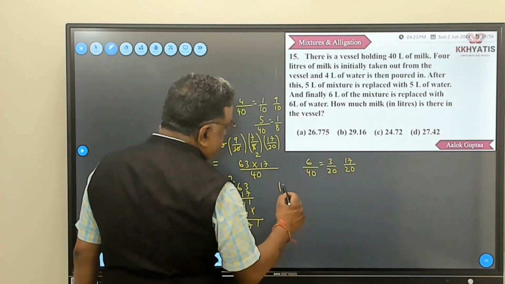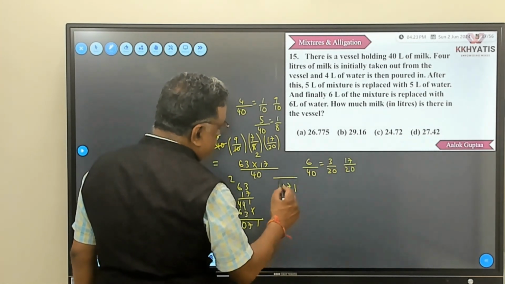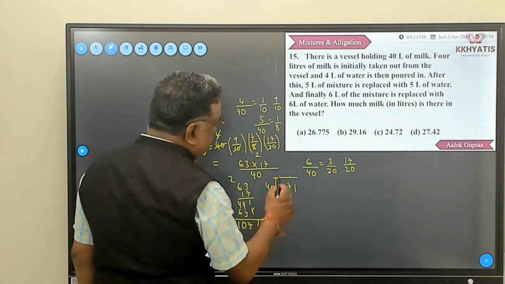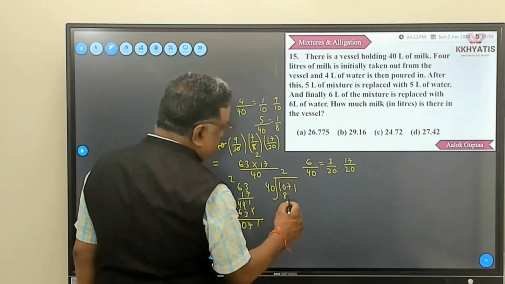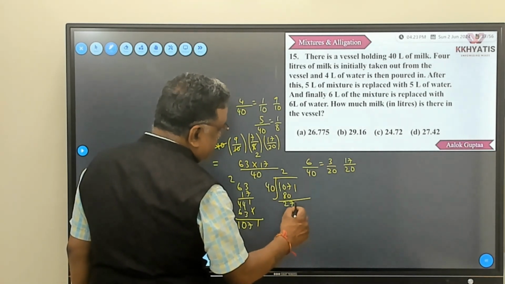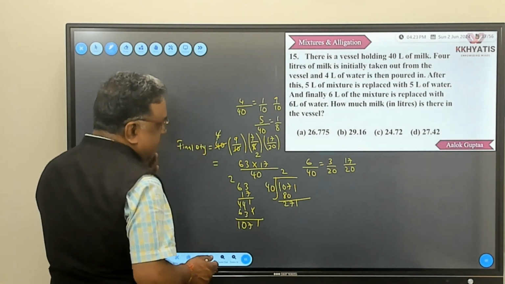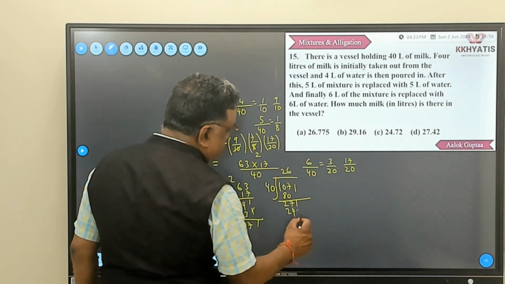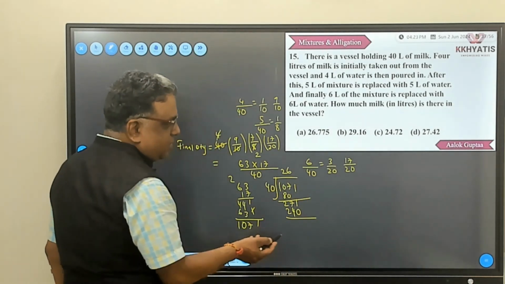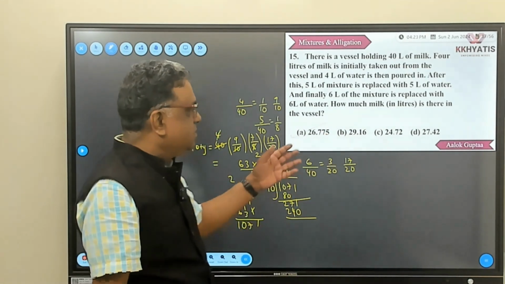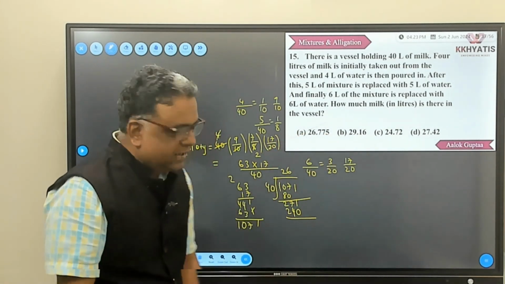So if I divide 1071 by 40, 4 twos are 80. So this will be 7, 27, 271, 240. I don't have to calculate further, right? Because the option should be 26.775, because there's only one option with 26.